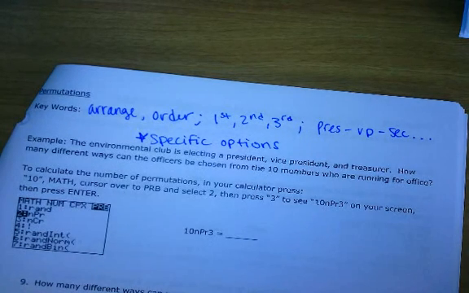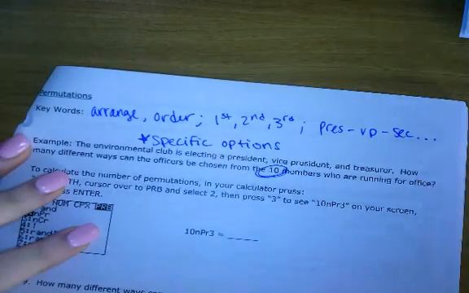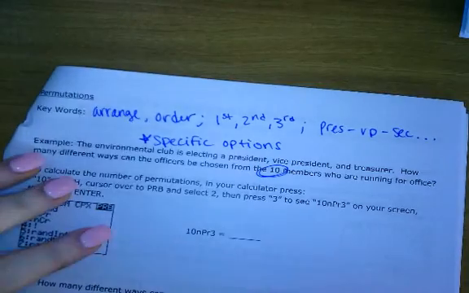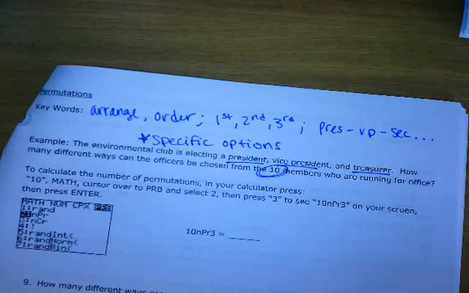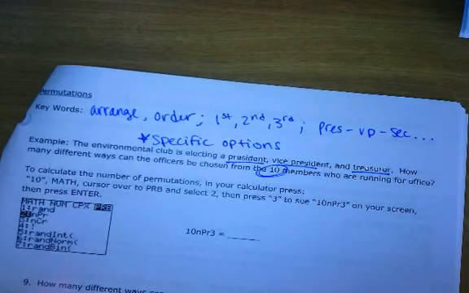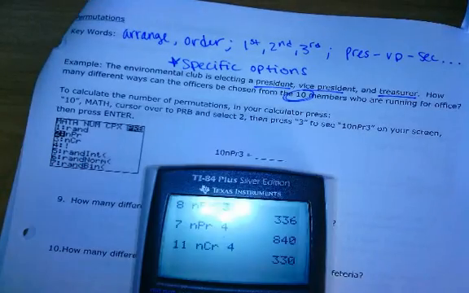So this first example says the environmental club is electing a president, vice president, and treasurer. How many different ways can the officers be chosen from the 10 members who are running for office? When you're reading the question, you should be looking for the total amount, which would be 10, how many people you have to choose from. You should also look for how many spots you're trying to fill. For this one, we're filling 3 spots. And since order matters, we pick permutation. The calculator will do that for you. So if everybody will get their calculator ready.